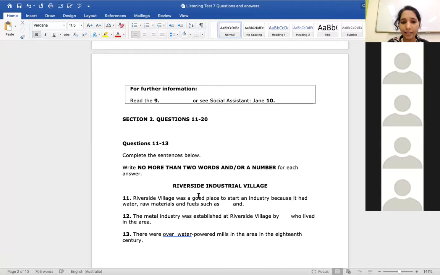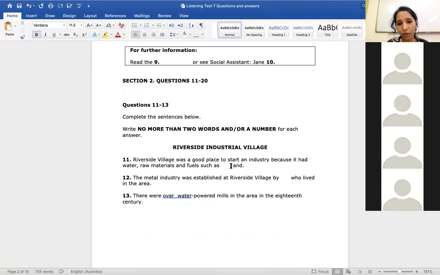If you look at this, this is a fill in the blank, or a sentence completion kind of question. Give me a minute. So this is called a sentence completion kind of question. Here you'll be completing the sentence. There are going to be blanks in your reading passage, and you're going to complete these sentences. So you see raw materials and fuels such as dash and dash.